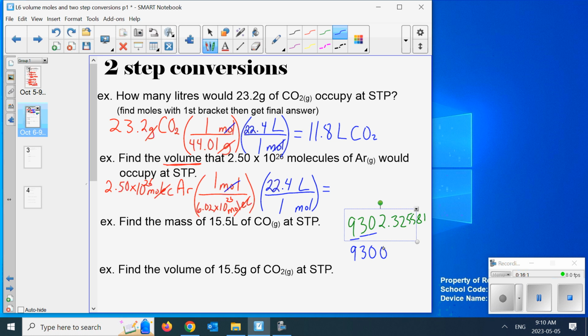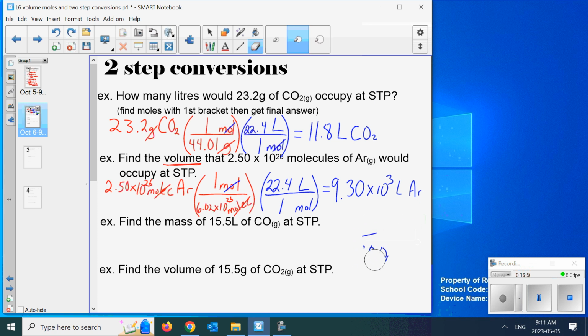So if I want to be really certain, now I will accept 9,300, but if I want to show it properly, I would say this is the scientific notation way, and scientific notation only shows times 10 to the, that's 1, 2, 3. It's in the thousands. And that is liters of argon. So if you put 9,300, I'll be lenient on this one. That's the proper round.